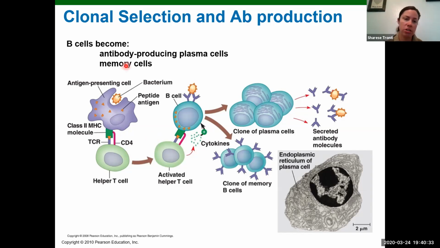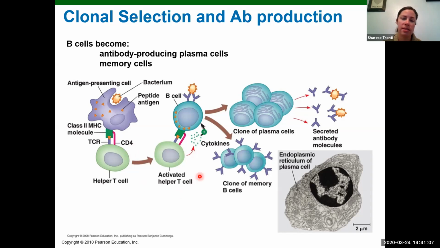And how they do this is they will phagocytize the microbe, internalize it, and then present that antigen on their class 2 MHC molecule. So they're presenting, again, this is the bad guy. Then we also have these cells, helper T cells. When the antigen-presenting cell comes into contact with the helper T cell, that's going to activate the helper T cell.